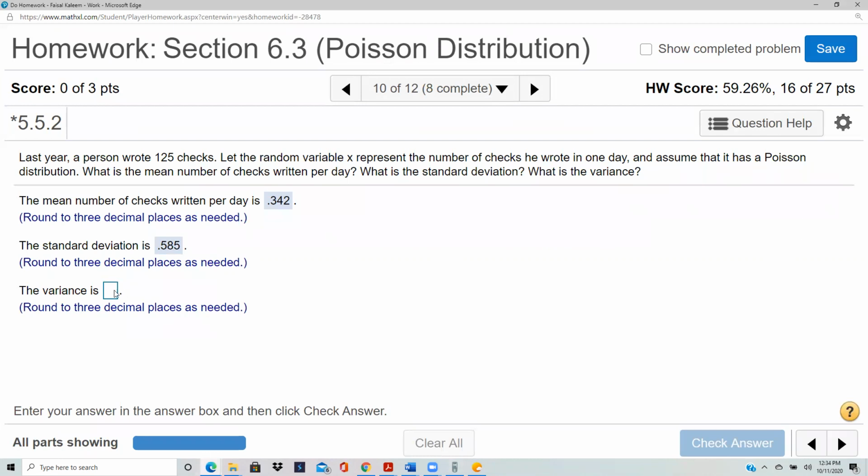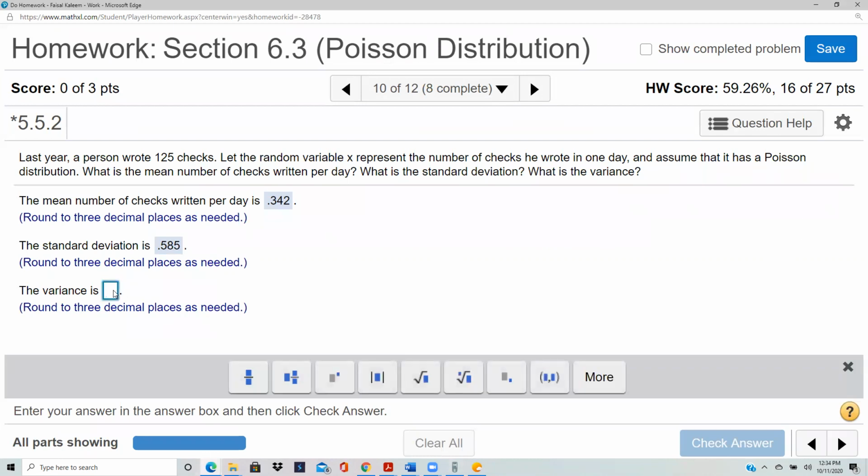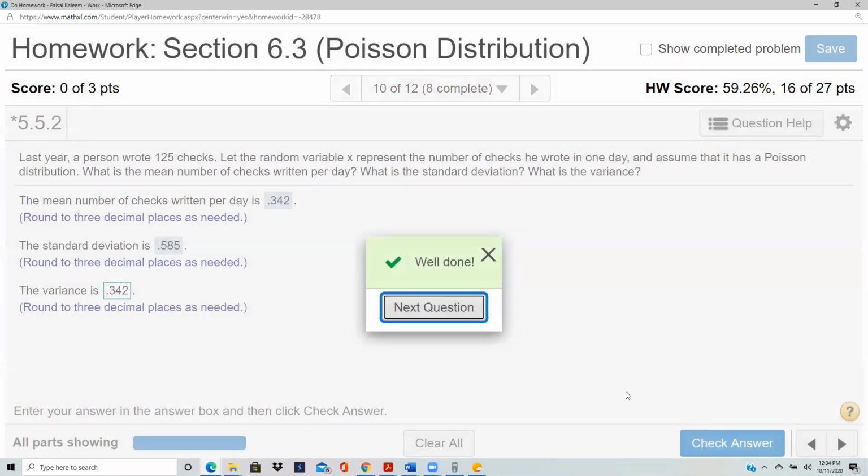And the variance is the same as the mean, so 0.342. Remember, for Poisson, the mean and variance are equal, and standard deviation is the square root of the variance, or the square root of the mean in this case.